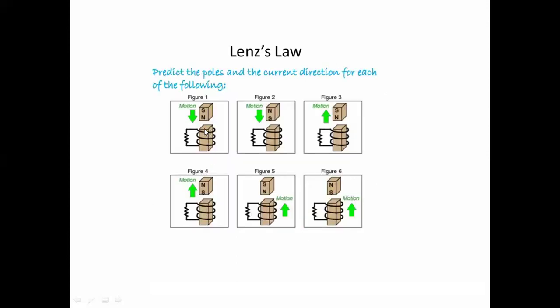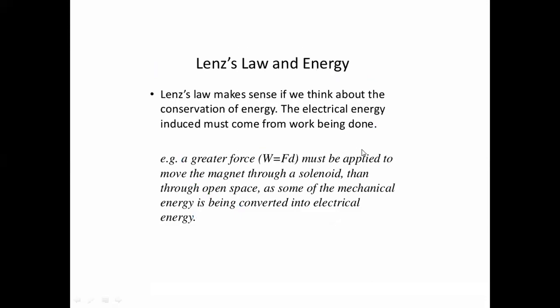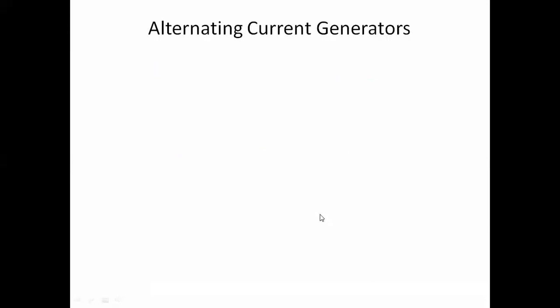If the upper end becomes a south pole, you don't need to do the work, the magnet will be attracted by the south pole. So the upper end becomes a north pole, so we do need to apply force and we do have to do work on the magnet. That mechanical work appears in the form of electrical energy. So there are some applications of this electromagnetic induction.